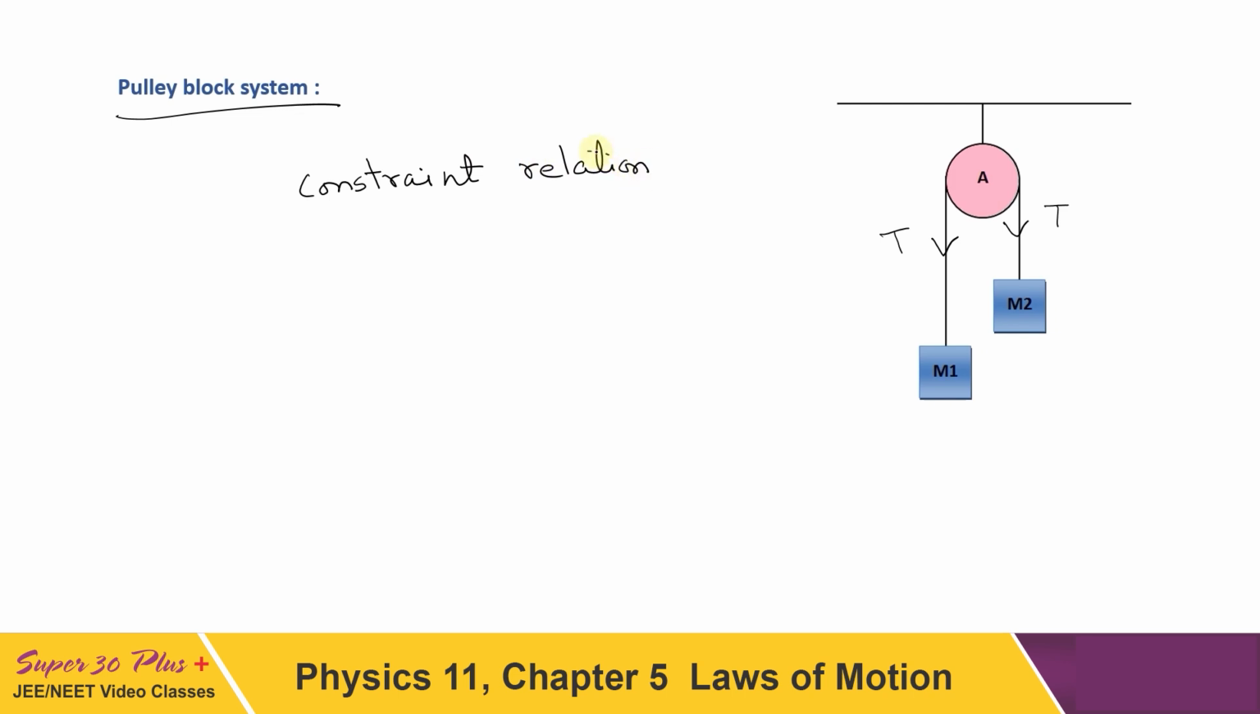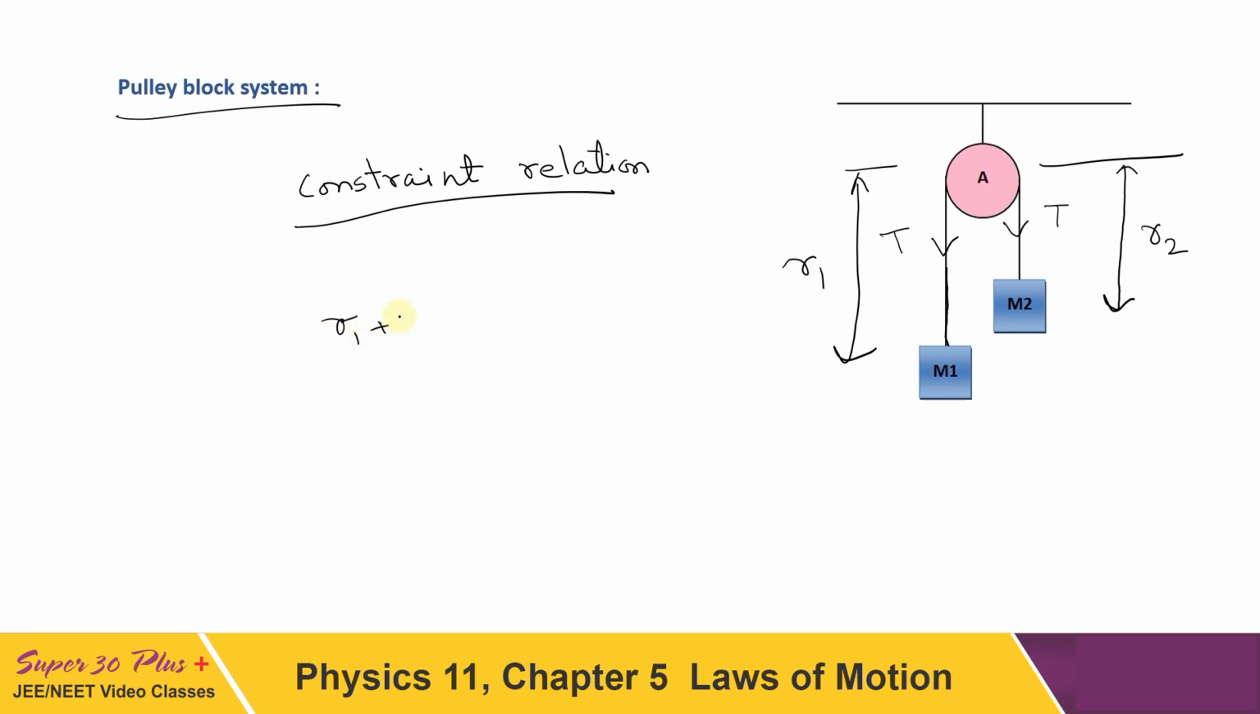The constraint relation with a pulley is that the total length of the string has to be equal to a constant. And how is it obtained? The fixed point is taken as reference, and from that reference, the positions of all moving bodies are to be located. Like for mass M2, if I write R2, then for this I am writing R1. So what is the constraint here? That R1 plus R2 should be constant.